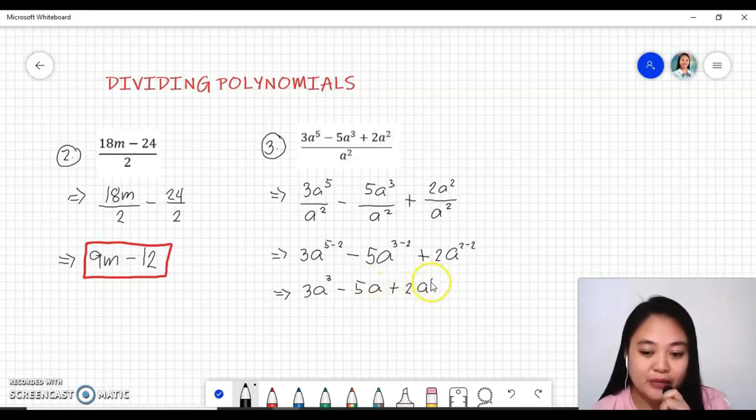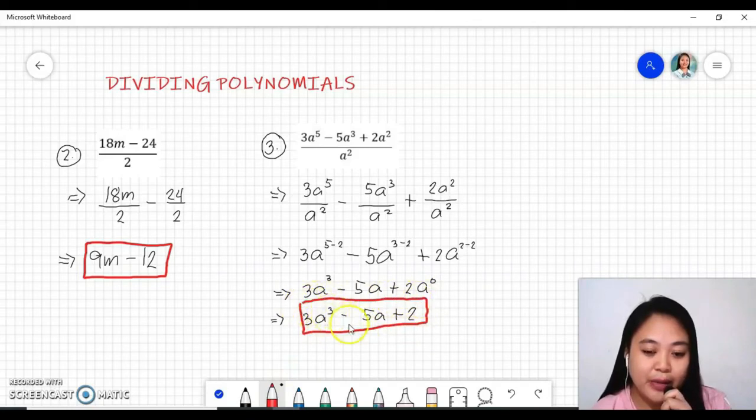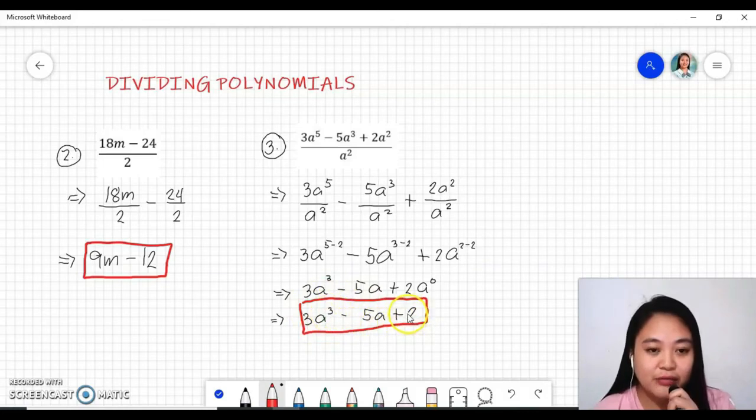2a to the power of 0. Okay, according to the laws of exponent, any base raised to the power of 0, the answer is, yes, 1. So, it will be 2 times 1, that is 2. So, your final answer is 3a cubed minus 5a plus 2. That's all for division of polynomials. Thank you.